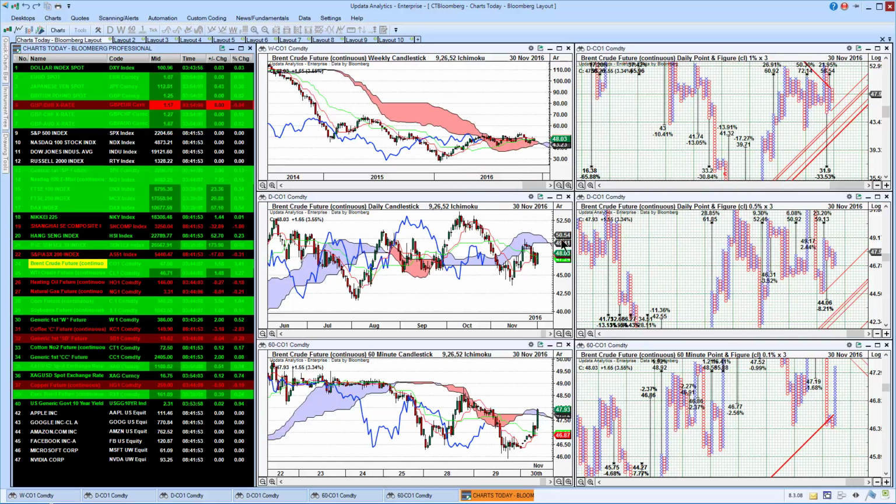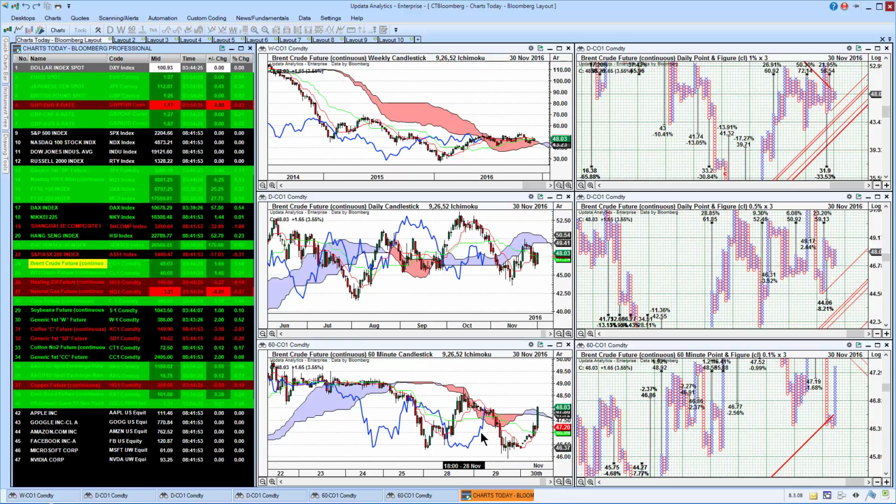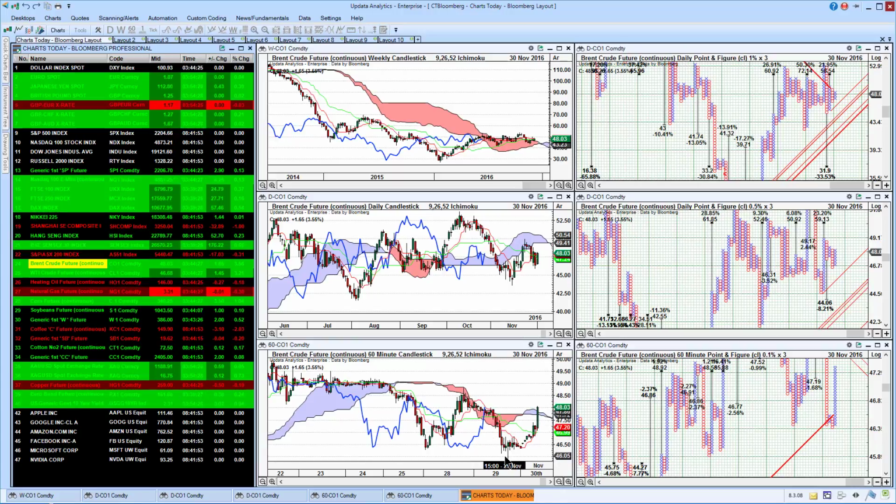OPEC meeting today, a lot of nervousness in front of that, but we see here we're really in the cloud. That is the uncertainty. We were above, then we were below, and now we're in the cloud. On the weekly chart, we're just struggling to get through for a long-term recovery. A bit of a big move here this morning, moved back, so we're just coming back through on the cloud after a big fall yesterday. There's a lot of volatility ahead of this meeting.